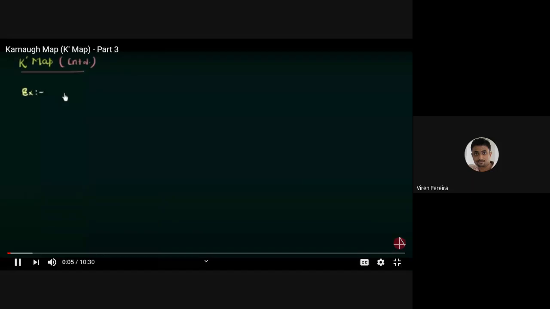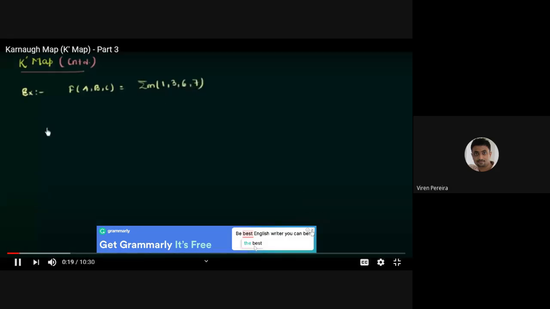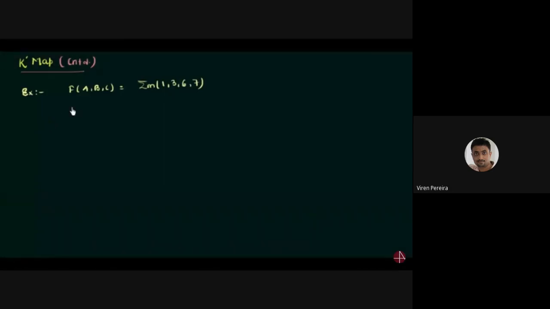Okay, this example is f, the variables are a, b, c. Again, an 8 cell K map, summation m 1, 3, 6, 7. There are 3 variables, so 2 to the power 3 is 8, therefore an 8 cell K map is involved. So we will make an 8 cell K map here.